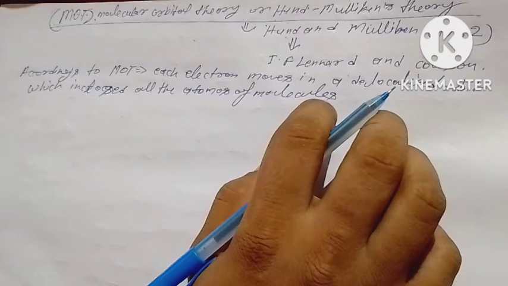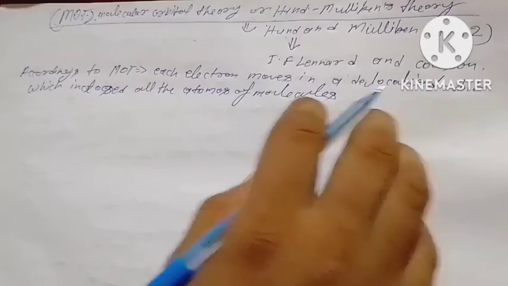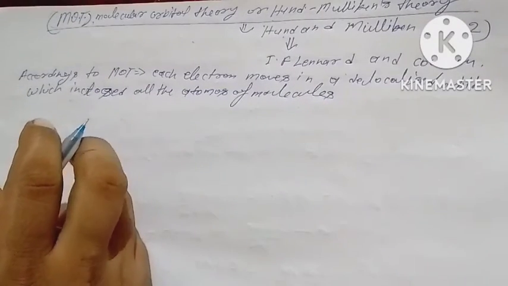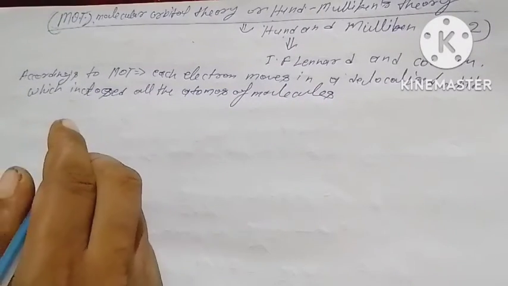According to MOT, the molecular orbitals are polycentric. The formation of molecular orbitals by combination of atomic orbitals can also be shown as salient features of MOT.